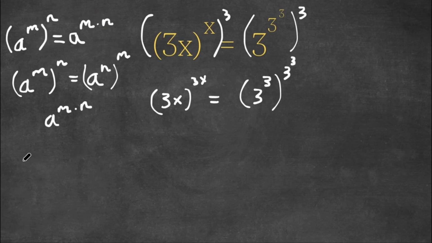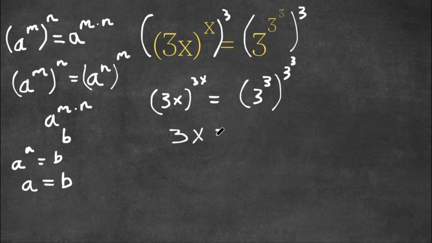And now, if we have something in the form a to the power of a is equal to b to the power of b, then this means that a is equal to b. As you can see here, 3x to the power of 3x, both of these are the same. The exponent and the base are the same. And same with 3 to the power of 3 to the power of 3 to the power of 3. The exponents here are the same. Meaning, this would equal 3x is equal to 3 to the power of 3.